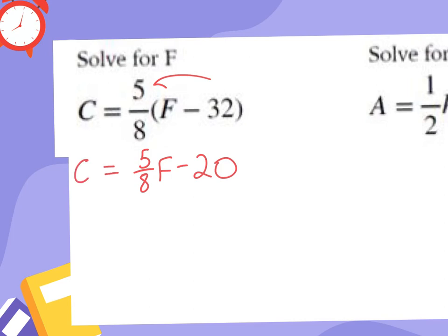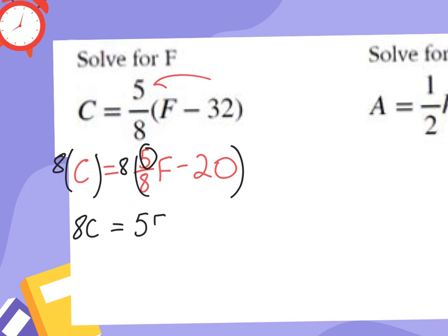Okay. To kill the fraction now, what do I need to multiply by? 8. So multiply by 8 on both sides. 8 times C, 8C. 8 times 5/8 F, which is F. We've got to keep the 5. Yep, so 5 times 8 is 40, divided by 8 is 5F. And then 8 times negative 20, negative 160.